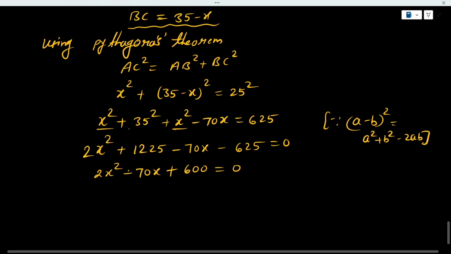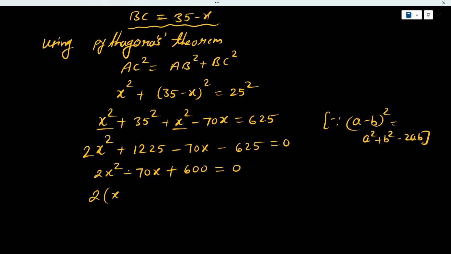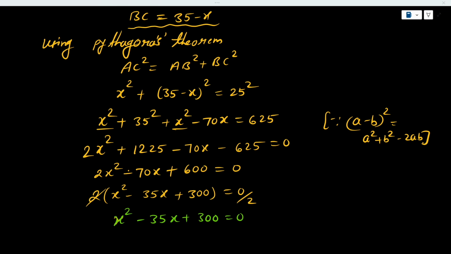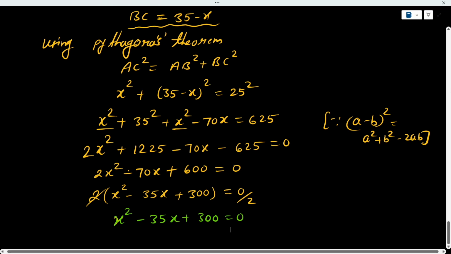Now here you see that 2 is a common factor, so to get the simplest form of the equation we can do further simplification. Now this 2 will go, and the standard form of the quadratic equation will be x square minus 35x plus 300 is equal to 0. Now you can follow the quadratic formula also, but you should remember this is an application based question, and whenever there is an application based question, you will always be able to do the factorization.